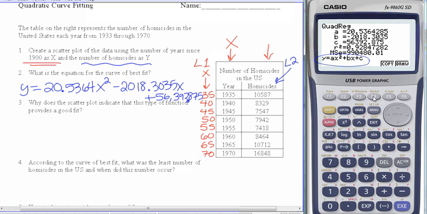Some other things to point out on this screen is I have right here an R squared. This is our correlation coefficient. It tells us how good of a fit the quadratic is, with a 1 being a perfect fit. So a 0.92, that's a pretty nice fit. So it asks me in number 3, what does the scatter plot indicate that this type of function provides a good fit? And that would be because it makes a U-shape.